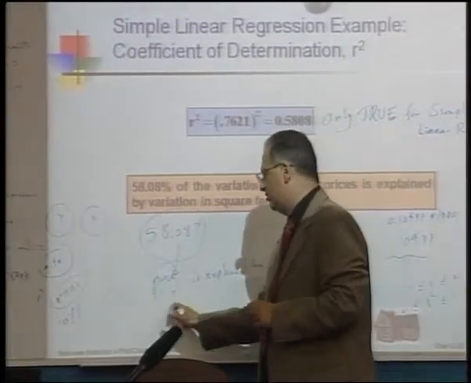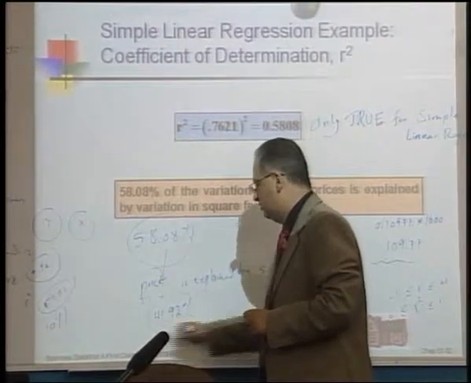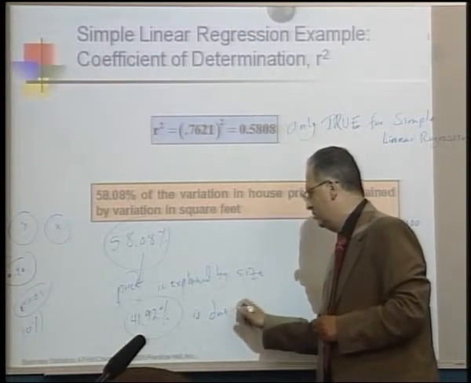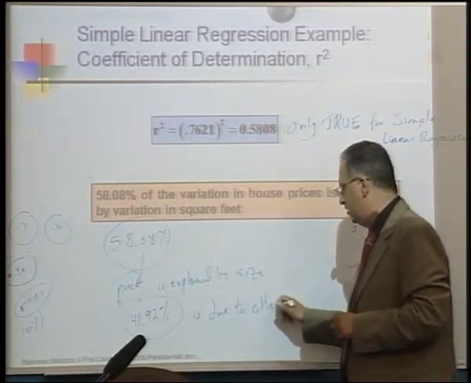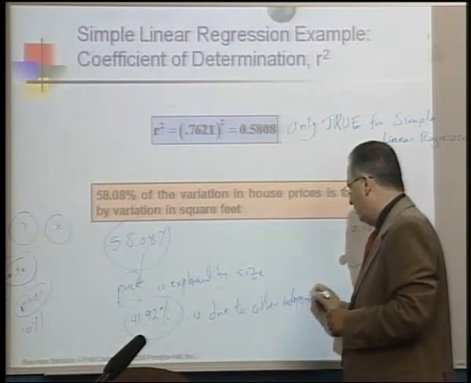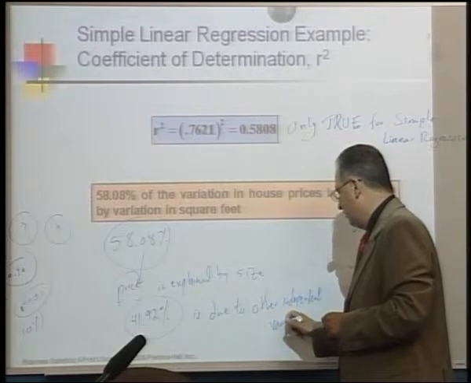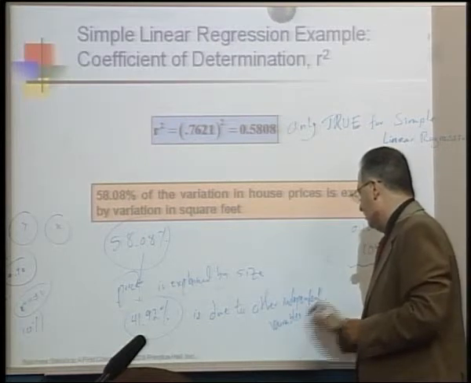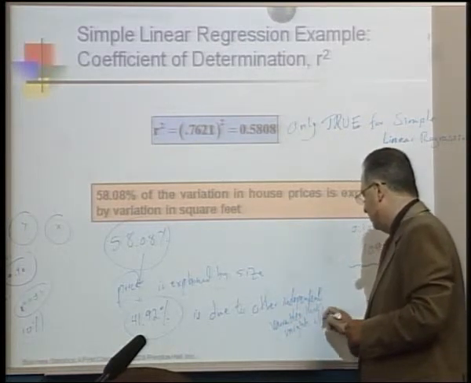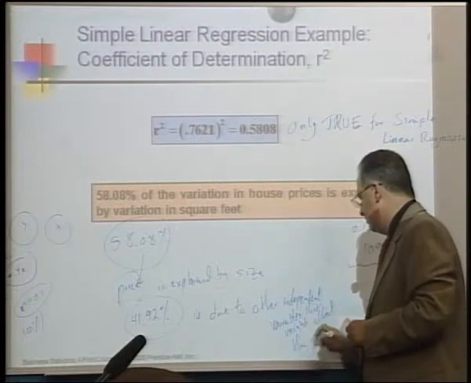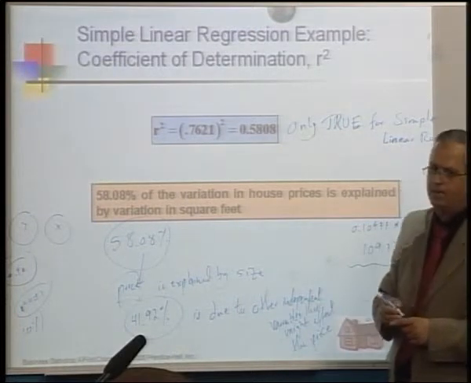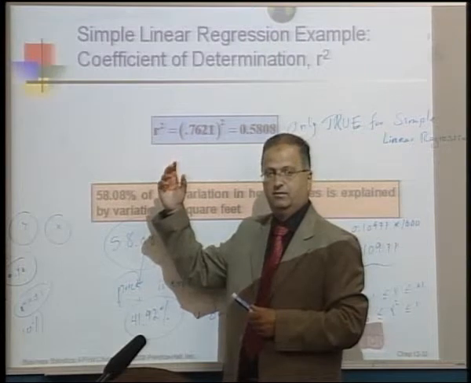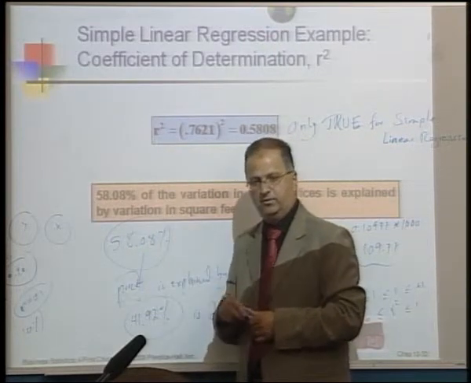Now the remaining percent, this is the error, or the remaining percent, is due to other independent variables that might affect the change of Y, that might affect the price. But since the size of the house explains 58%, that means it's a significant variable.